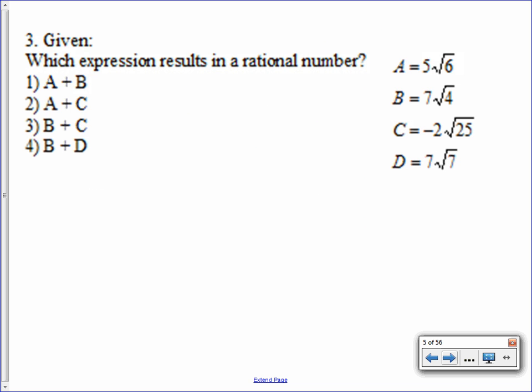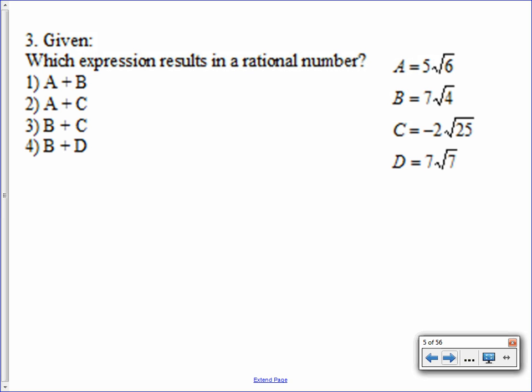Next type of question. Rational and irrational. Rational numbers are nice, organized. Irrational numbers are crazy. If it goes on forever and there's a pattern, it's rational. If it goes on forever and there's not, then it's not.